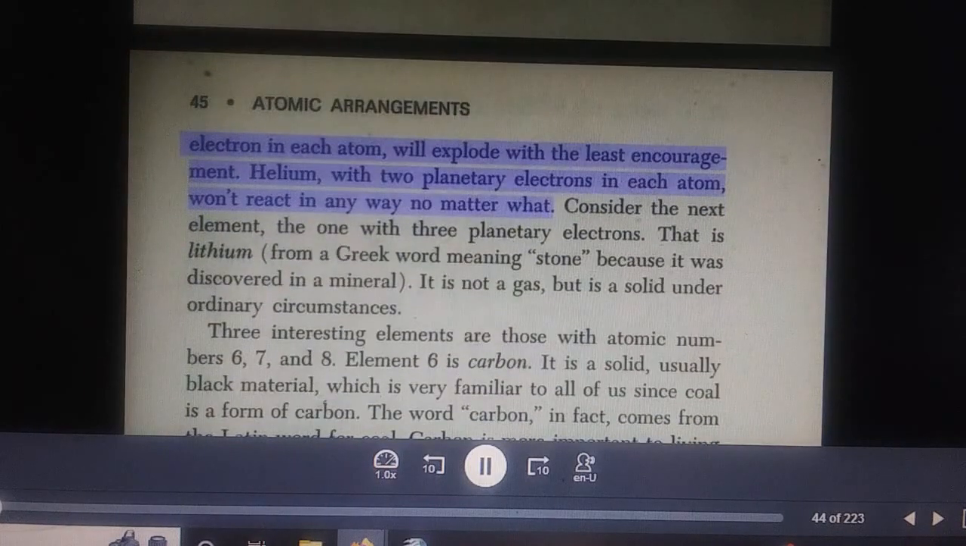will explode with the least encouragement. Helium, with 2 planetary electrons in each atom, won't react in any way no matter what.